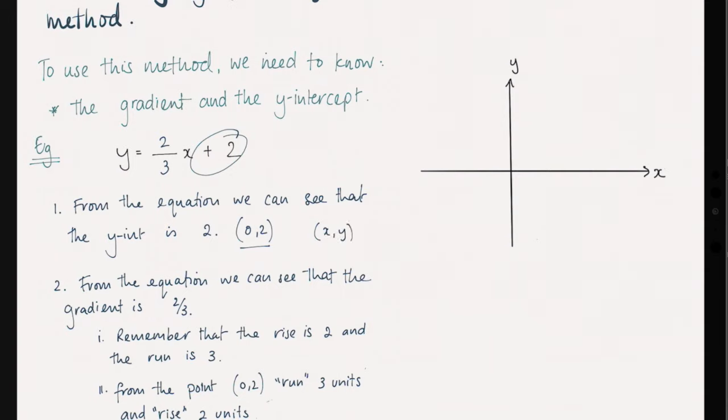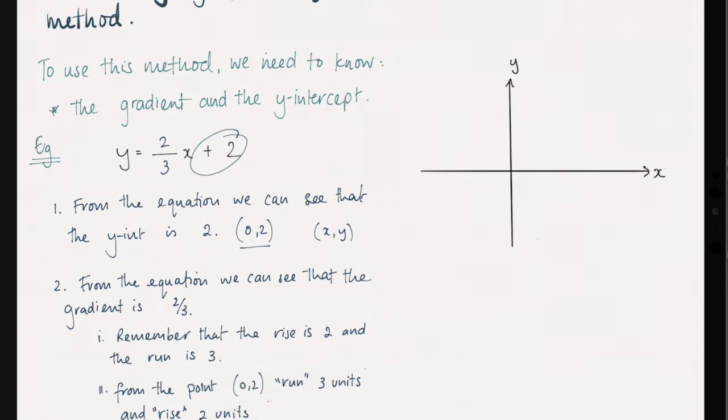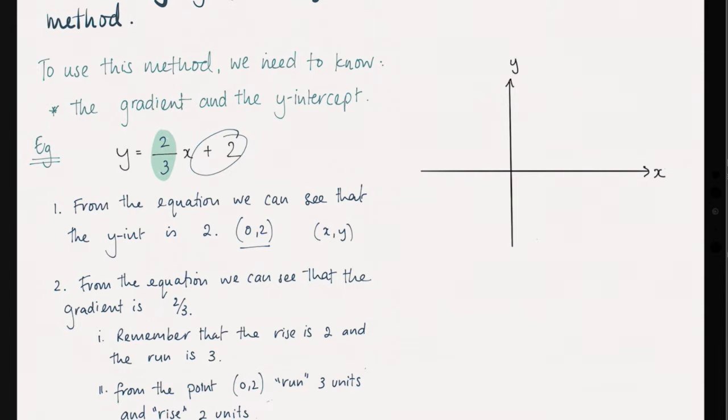So from the equation, we can also see that our gradient is 2 on 3. So remember, our gradient, or m, is this here, which is in front of the x, and in this case we can see that it's 2 on 3. So remember that we can view the gradient in a few forms, and one of them is looking at it as rise over run. Remembering that rise is our vertical and run is our horizontal.